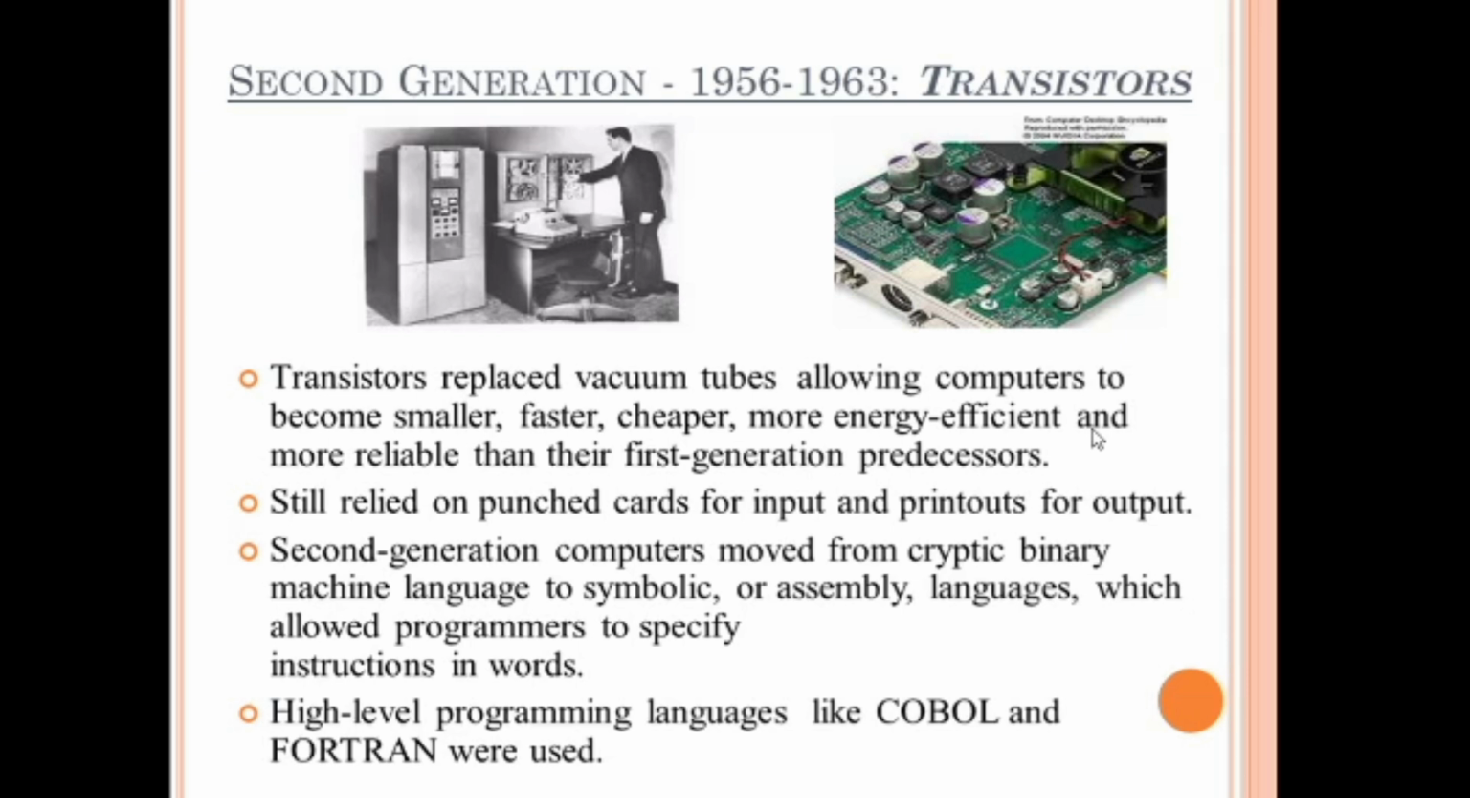In the second generation, it developed into high level languages like COBOL, Fortran, and BASIC: Beginners All-purpose Symbolic Instruction Code, and Fortran, Formula Translation, which was a scientific language, and COBOL, Common Business Oriented Language. These types of languages were developed during the second generation. The transistors replaced vacuum tubes, allowing computers to become smaller, faster, cheaper, more energy efficient and more reliable than the first generation.